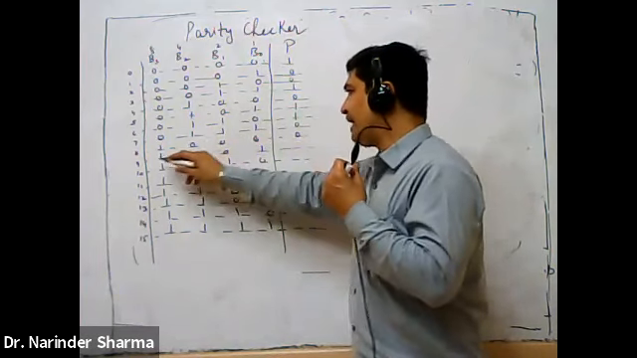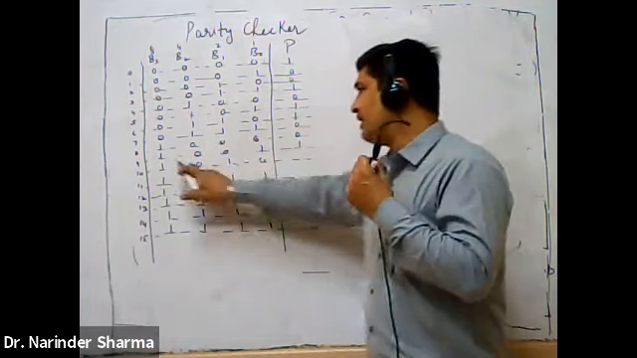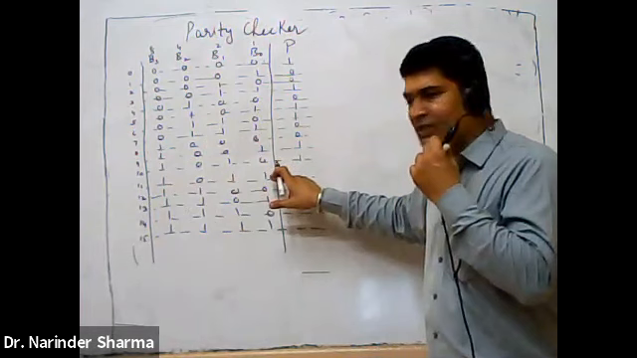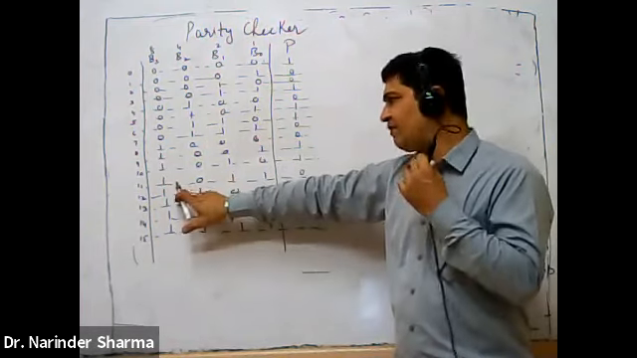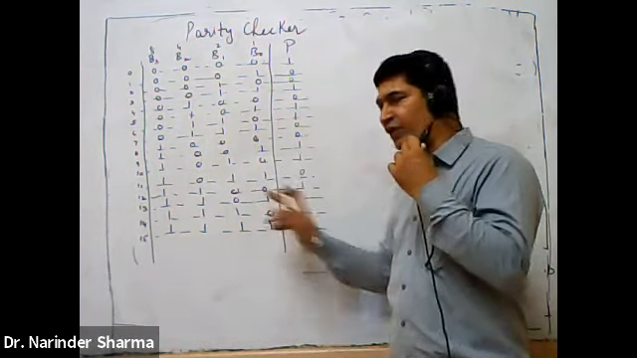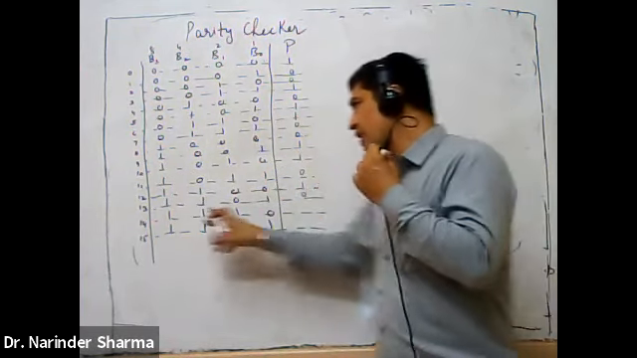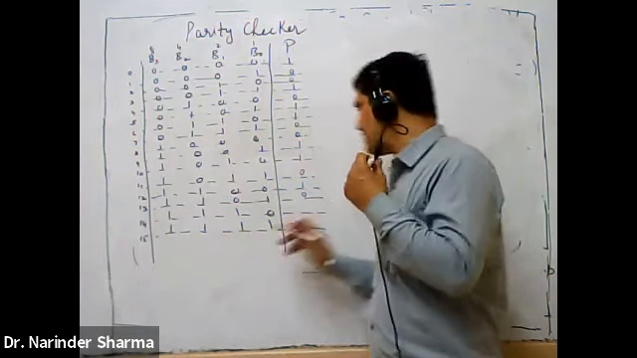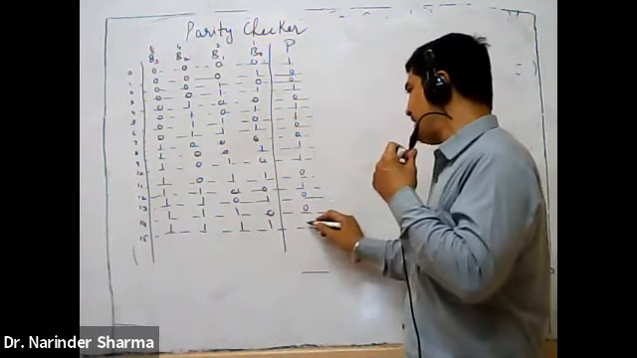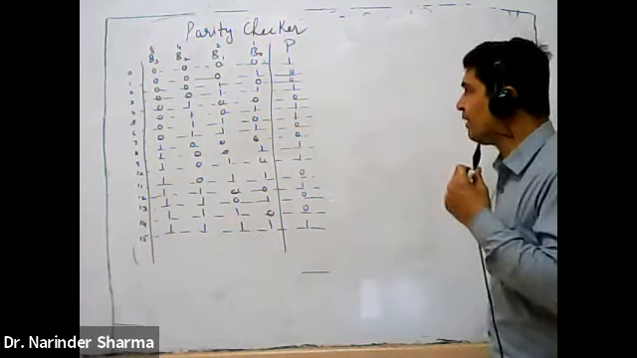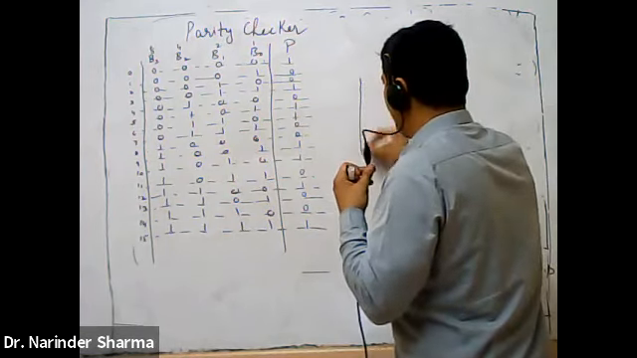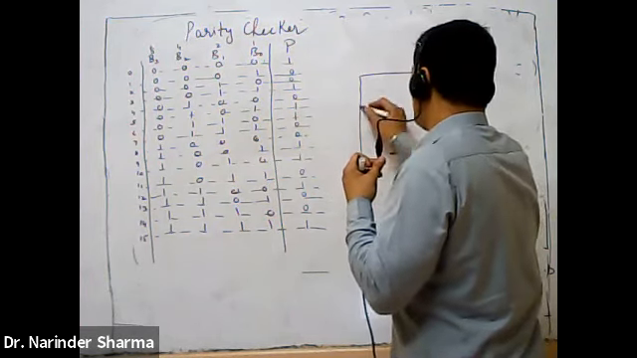In 8, there is a single 1. Write here 0. In 9, there are 2 ones. Write here 1. In 10, there are 2 ones. Write 1. In 11, 1, 2, 3. 3 means odd ones. Write 0. In 12, there are 2 ones, write here 1. In 13, there are 3 ones, meaning odd ones, 0. In 14, 1, 2, 3, again odd ones, write here 0. In 15, 1, 2, 3, 4, 4 means even ones, write here 1. So this is the truth table we have completed. By using this truth table, we will design a K-map for the output.